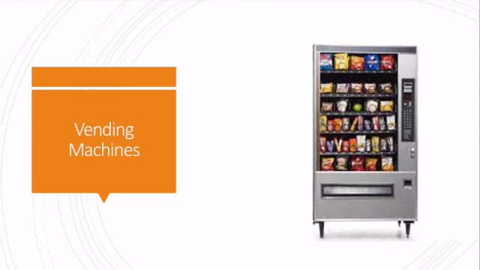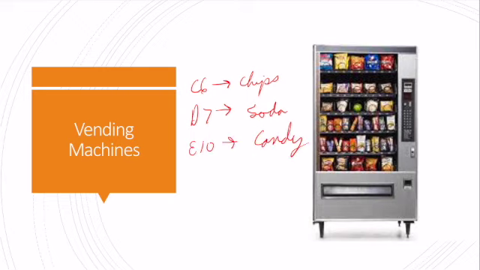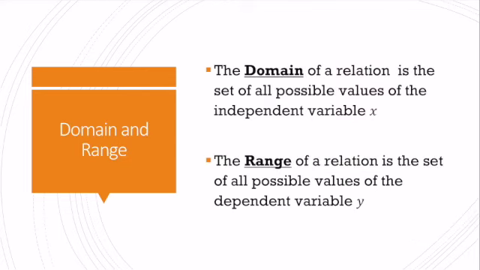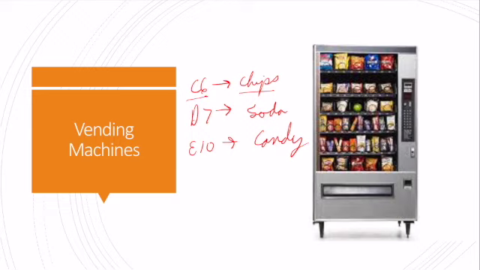If you've forgotten, the first couple times I talked about this, I brought up a vending machine. Vending machines are great. You push a button, like C6, you get out some chips. You push another button, D7, you get a soda. And you push E10 and you get candy, right? This vending machine works. I push a button, I get out a snack of some kind, okay?